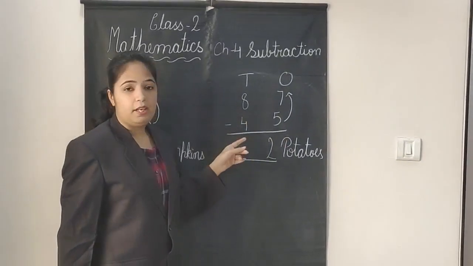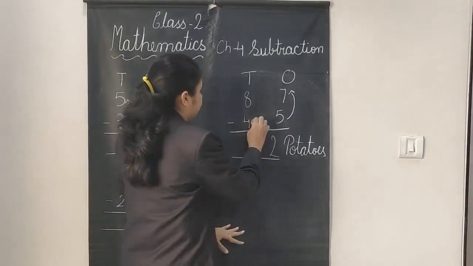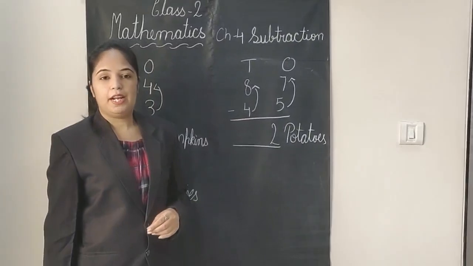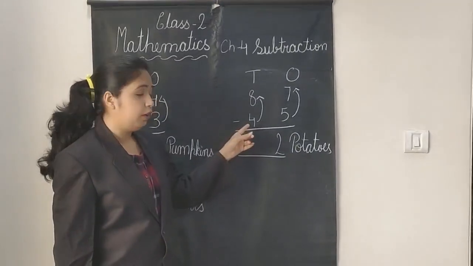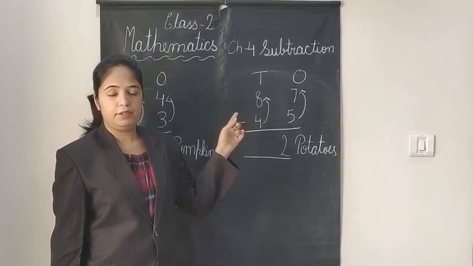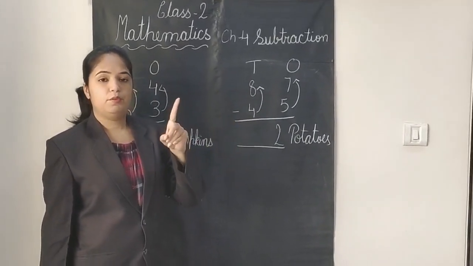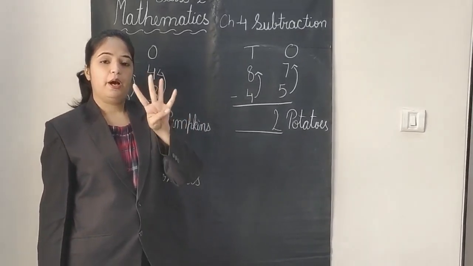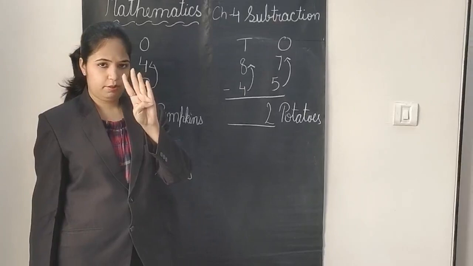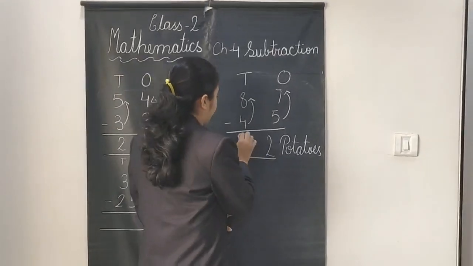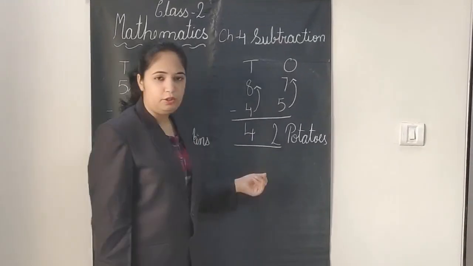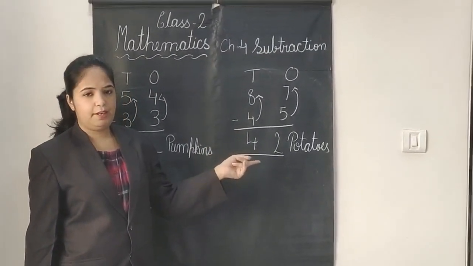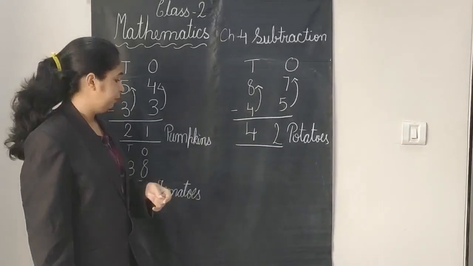Now 8 minus 4. After 4 till 8, we start counting at 4. After 4, 5, 6, 7 and 8. How many on my fingers? 4 on my fingers. So how many potatoes are left? Can you see? From 87 potatoes, 42 potatoes are left with the farmer Madan.